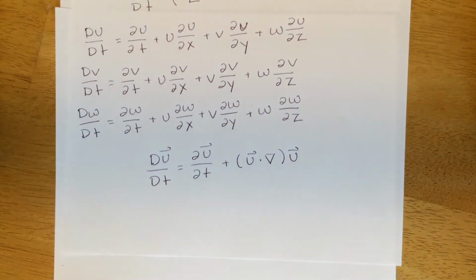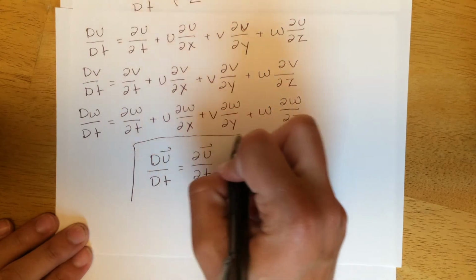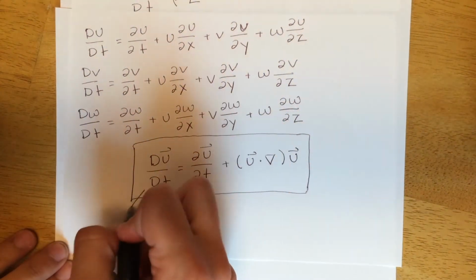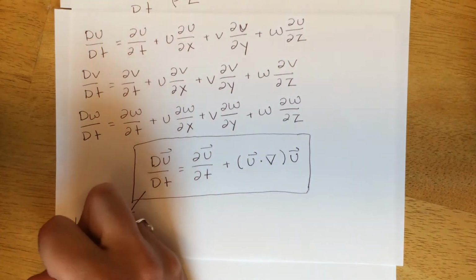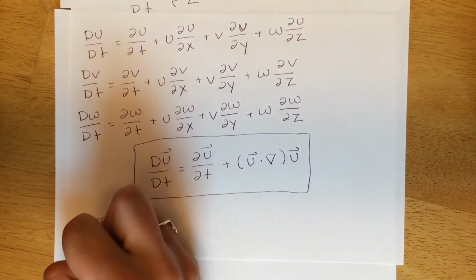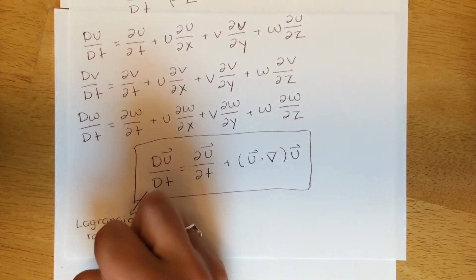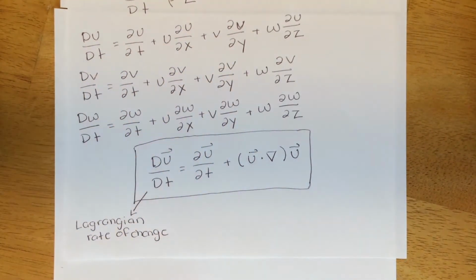We can simplify by using vector notation and reducing the three equations of motion into one. In this simplified equation, the left-hand side represents the Lagrangian rate of change, which is equal to the Eulerian rate of change plus the advection term.